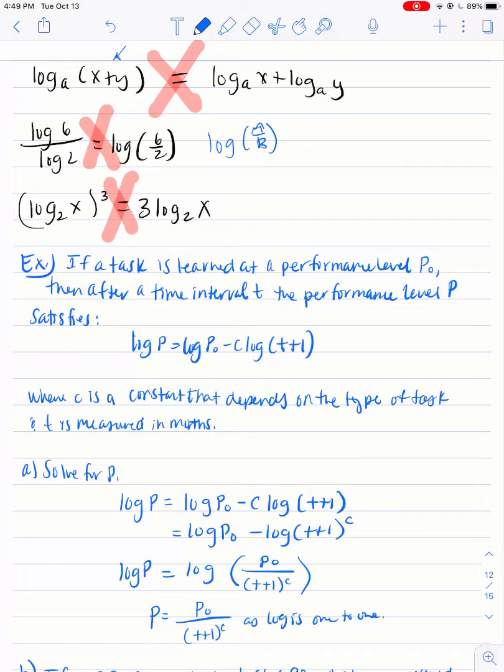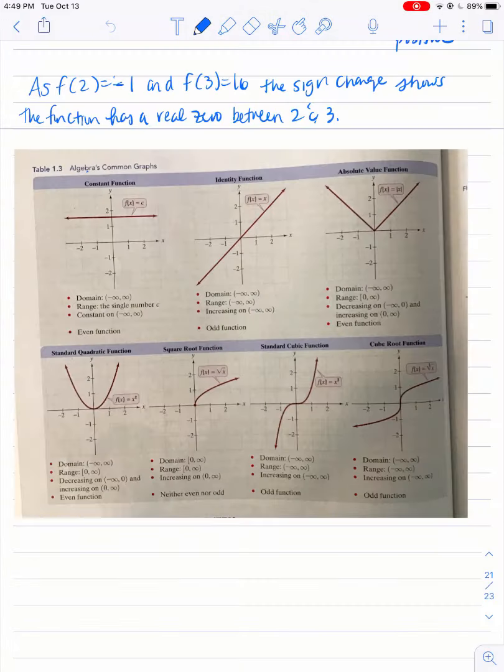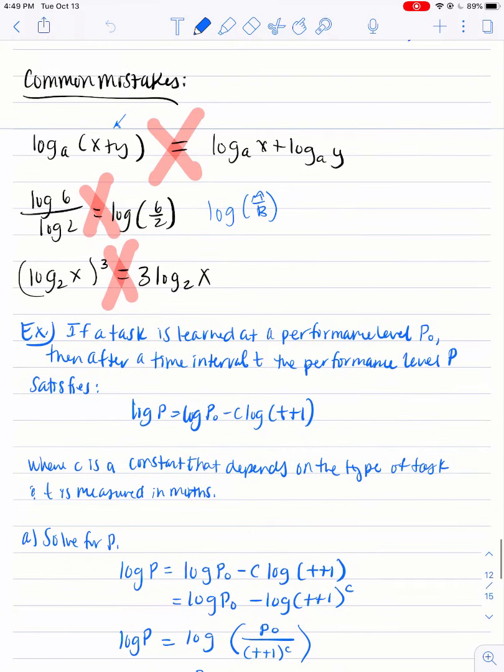And then the next mistake is saying, if I have the whole log of (2x) cubed, then I could bring the cube up front. Oops, accidentally went to an old note. So that one, it's just if the x has the cube that you could bring it up front.